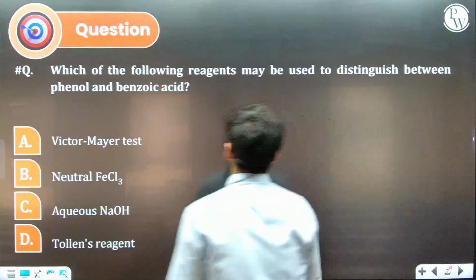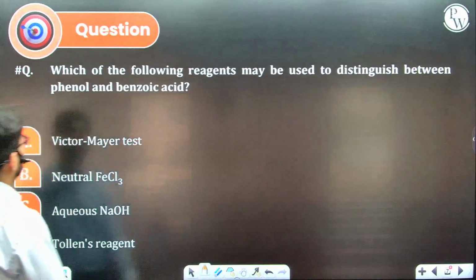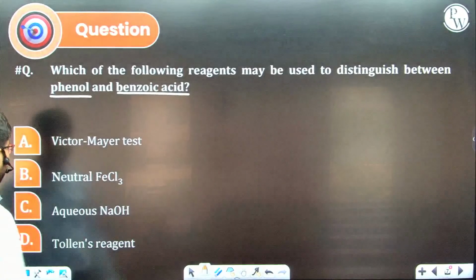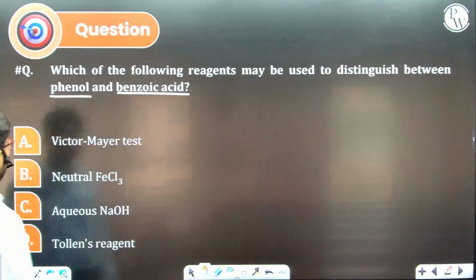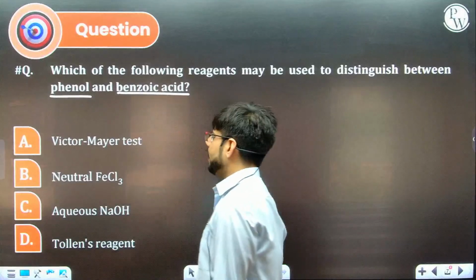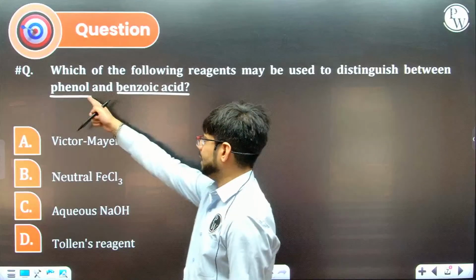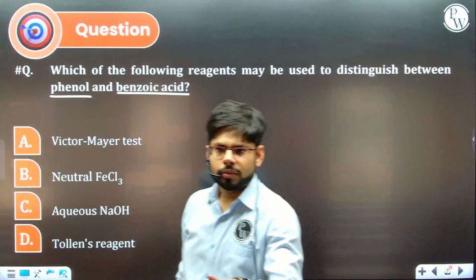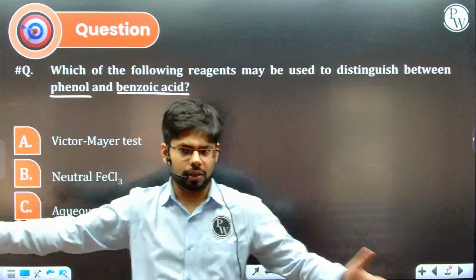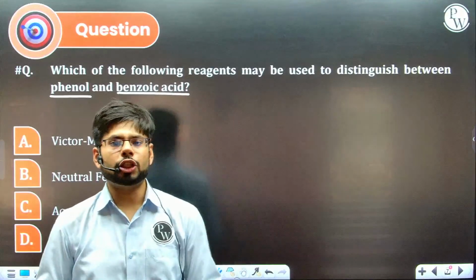Which of the following reagents may be used to distinguish between phenol and benzoic acid? This is a carboxylic acid, this is phenol. Now, if I talk about a reagent which can distinguish, that means if I treat that phenol with that reagent, and if I treat benzoic acid with that same reagent in different test tubes, then I should get different results.